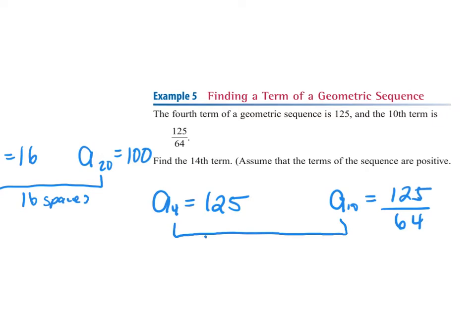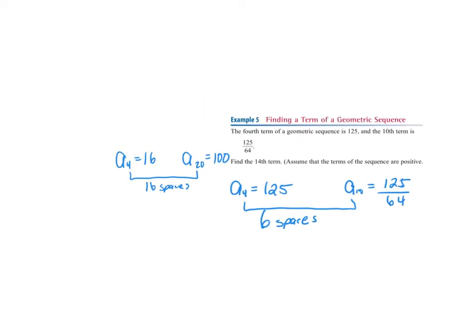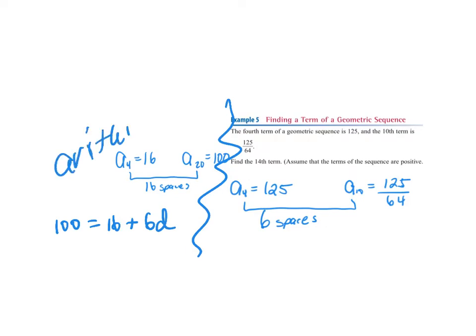6 spaces. They're 6 spaces away. So when we did this with the arithmetic, we said, okay, well, the 20th term, we put it out here, equals this term plus however many spaces, right? Because we're trying to find the common difference. This is our arithmetic. That's not even close to how you spell arithmetic, but you guys know what I mean.